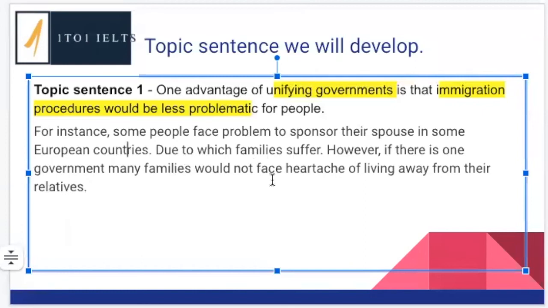So for instance, some people face a problem. So here we're talking about problem in general. So what do we do when we're talking in general? We put on an S, yeah. Some people face problems to sponsor their spouse. Are we talking about one spouse or spouses in general? Spouses in general. So again, we want the plurals here. So for instance, some people face problems to sponsor their spouses in some European countries, due to which family suffers.